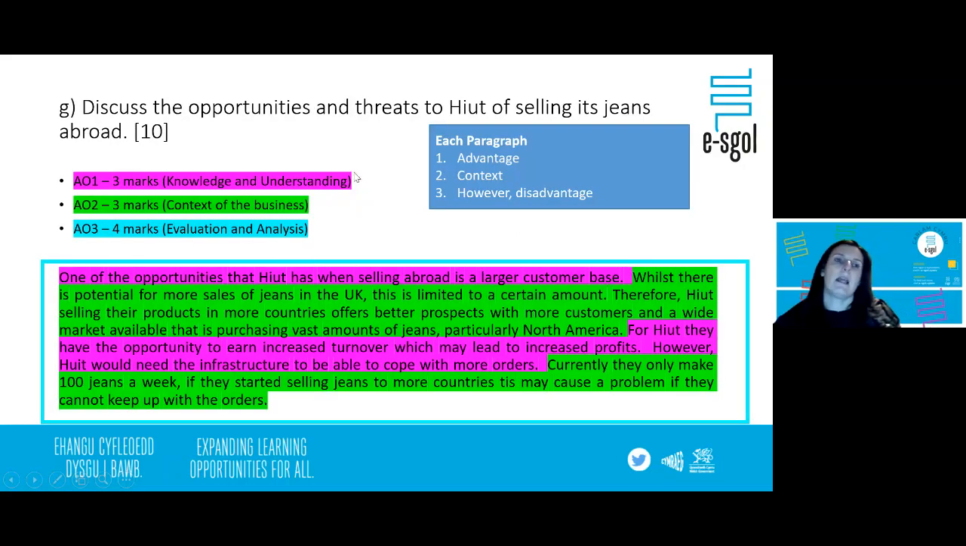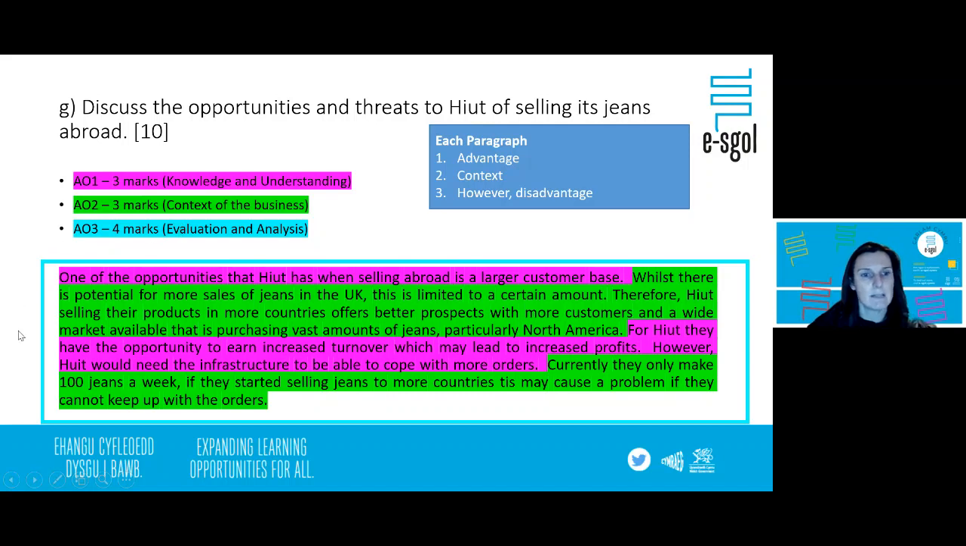So the last question is a 10-mark question. With the 10-mark question, you've got, again, advantages, context, however, disadvantage, trying to get each paragraph to have those 3 things in it to get all these 3 marks. You've got an AO1, which is your 3 marks, you've got your AO2, which is 3 marks, and you've got your AO4, which is your 4 marks, and try and make sure that every paragraph has these 3 points.